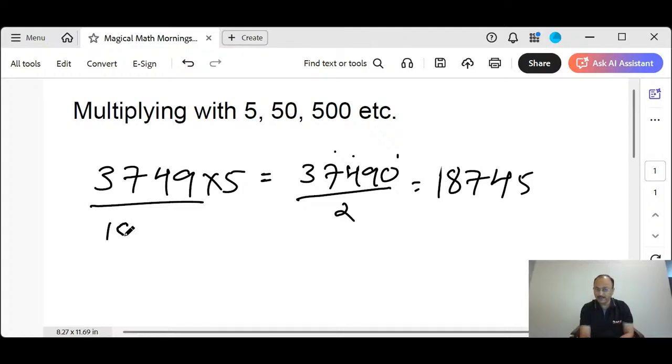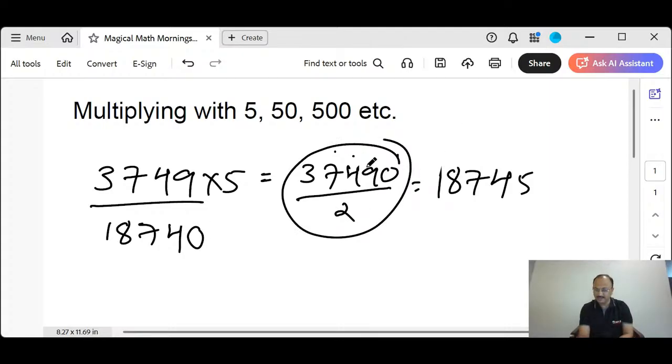1 8 7 4, and whatever is remaining, if at all there is a remainder, you write 5. If there is no remainder, just write 0. This is the direct step of writing without even writing this, because I have explained this for you to understand the concept, correct? Yes.